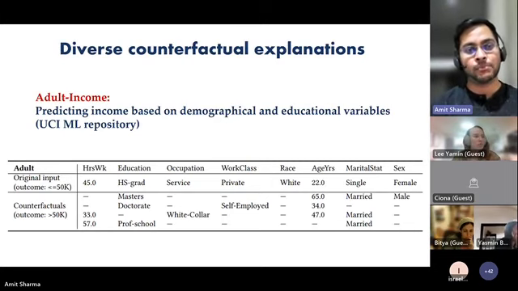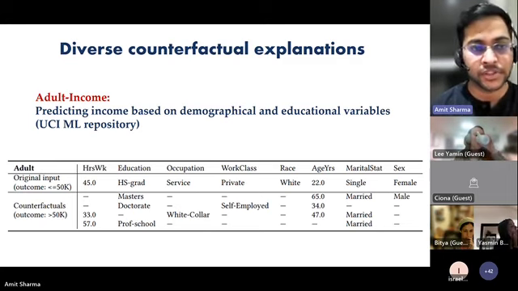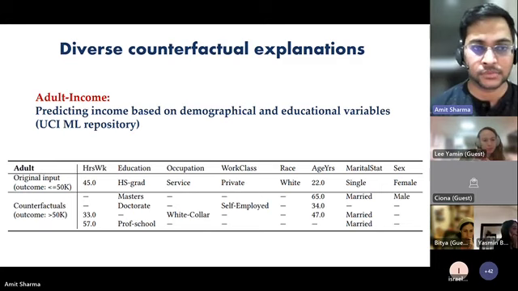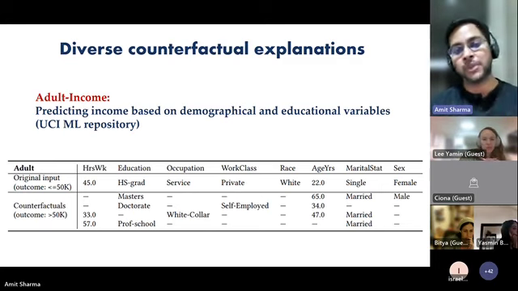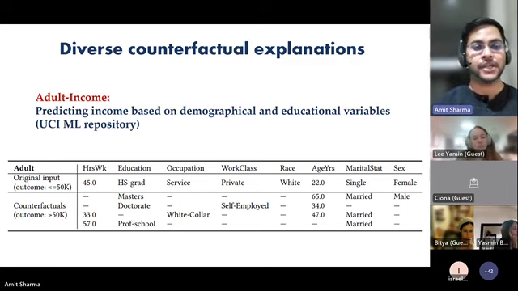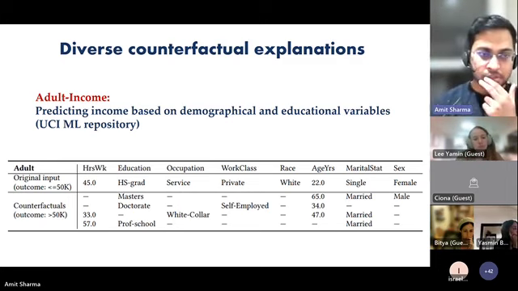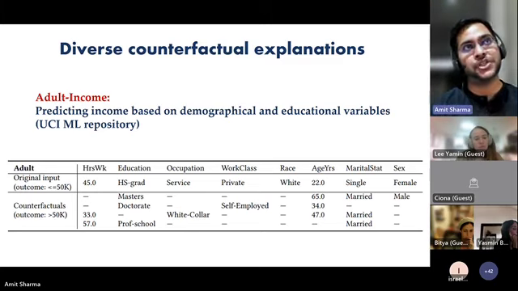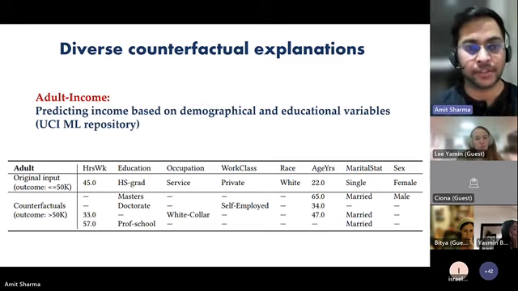So here I'm showing you an example from an adult income dataset. The first row is the original dataset input, where there was some person. We have their hours per week, education, occupation, etc. And the model predicts that their income should be less than 50K based on these attributes. You can run this algorithm and find the counterfactuals, which are the features that this person should have had so that the model predicts an income greater than 50K, right?